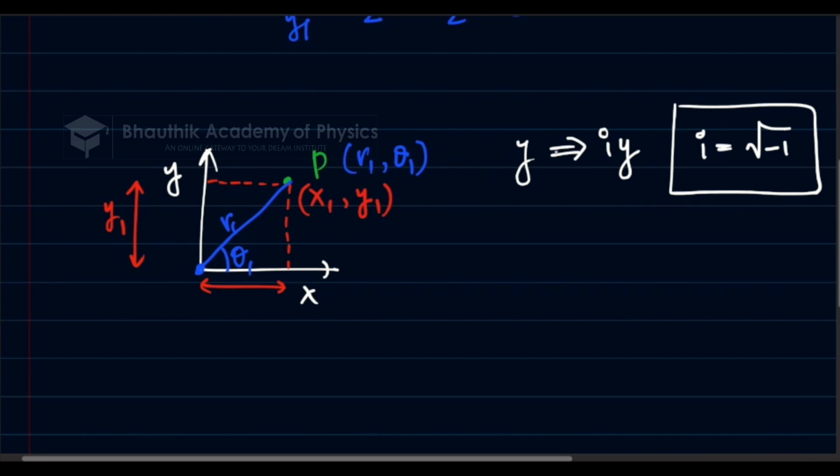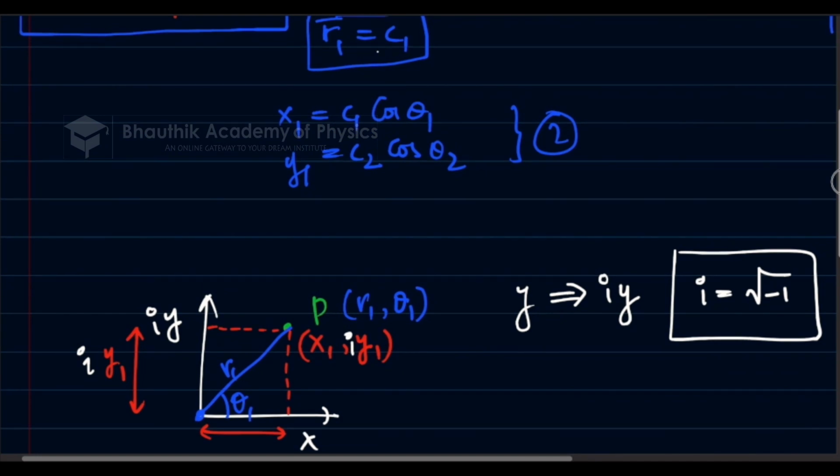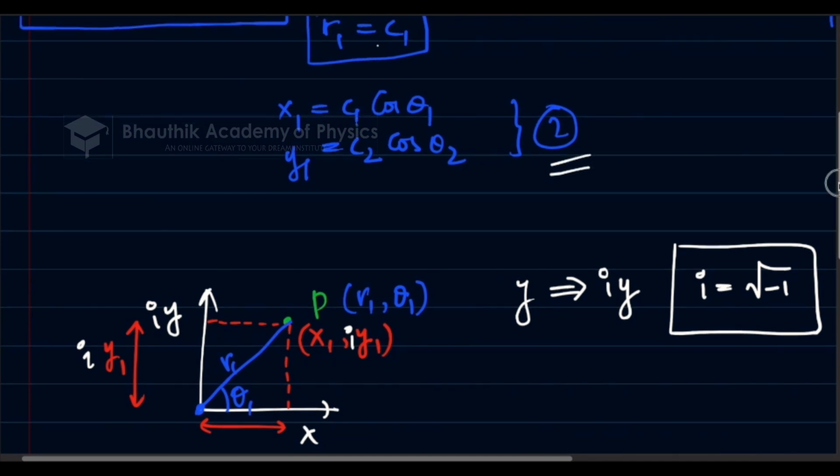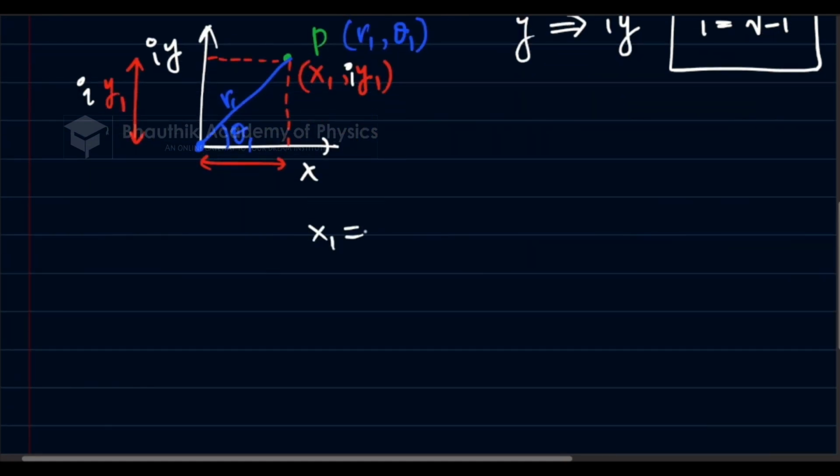So when I replace y with iy, I should make a change over here. Instead of y, I have iy, and instead of y1, I'm going to have iy1. The same thing is applied. Now if I write the same conversion equations as in equation number 2, I can write x1 is equal to c1 cos theta 1. There is no change in the first equation, and iy1 is equal to i c1 sin theta 1.